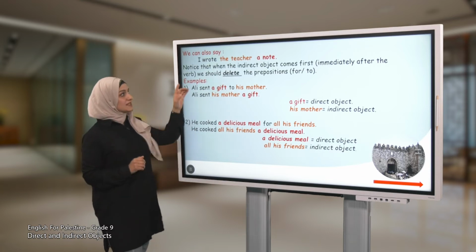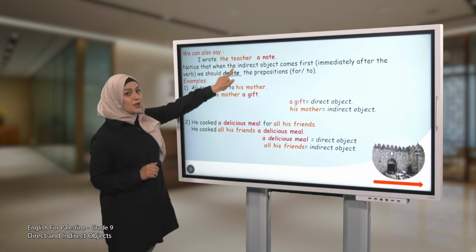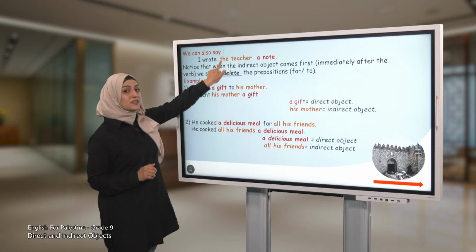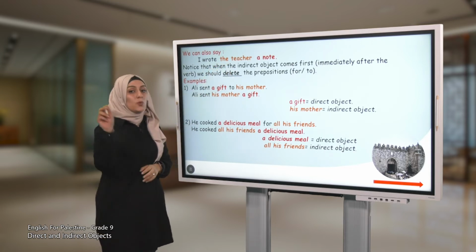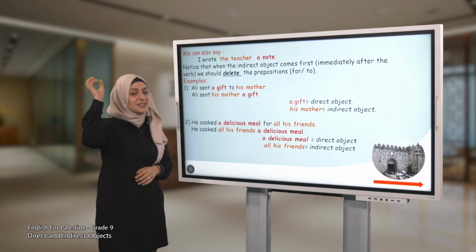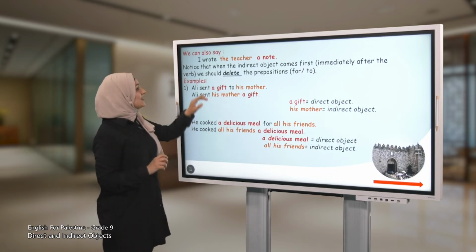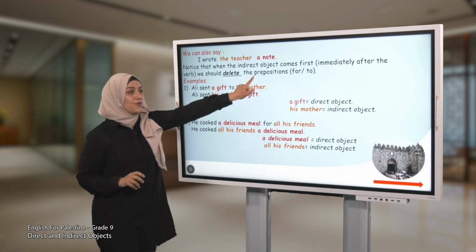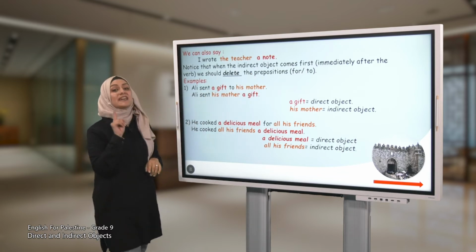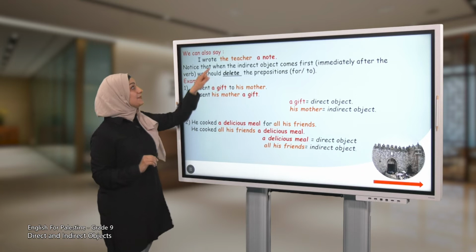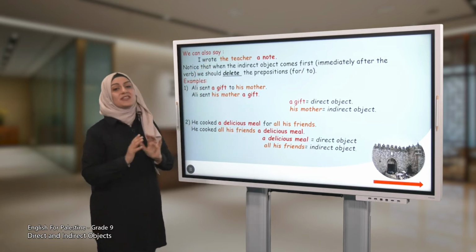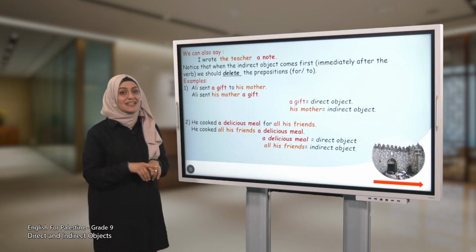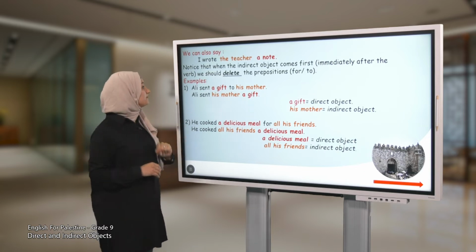As you can notice in this sentence, the indirect object is now after the verb. But what happened? Yes, we removed the preposition to or for. So, if the indirect object comes immediately after the verb, we should delete or remove the preposition that comes with it, like to or for.